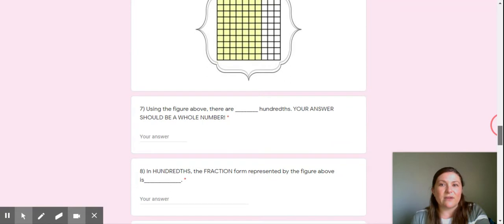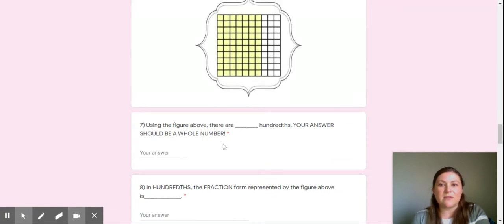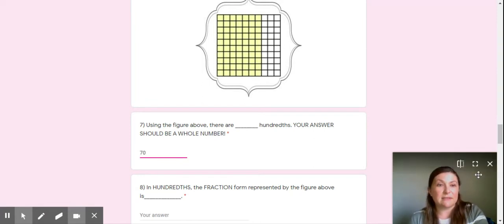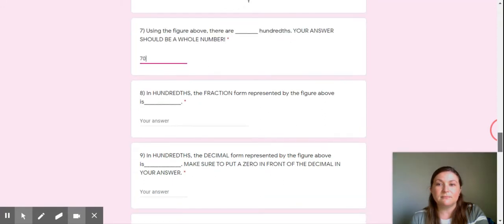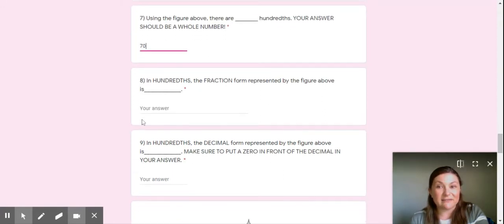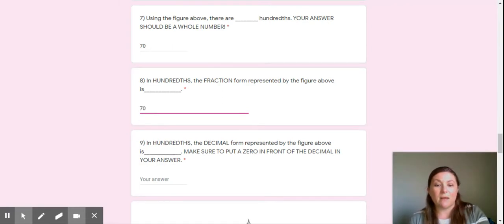Okay, number 7. Oh, I have a different model. Okay, using the figure above, there are blank hundredths. All right, so I know that there are 10 in a skinny. So I have 10, 20, 30, 40, 50, 60, 70. So there are 70 hundredths. Now my fraction, it's going to be 70 over 100.